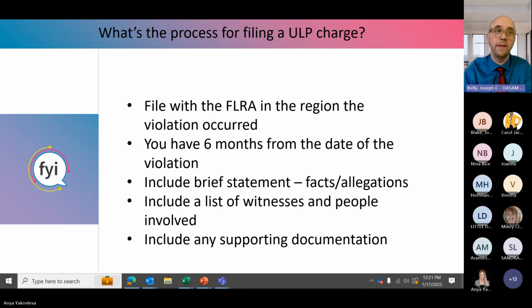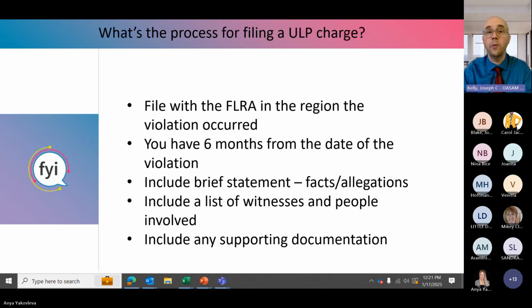In some cases, there may be circumstances where a charging party isn't aware of the unfair labor practice until after the 6-month time frame has passed, and as long as it's newly discovered, like they had no reason to know that it was an unfair labor practice, then they have 6 months to file from the date they became aware of the violation. Again, as long as they had no reason to know of the violation when it occurred.